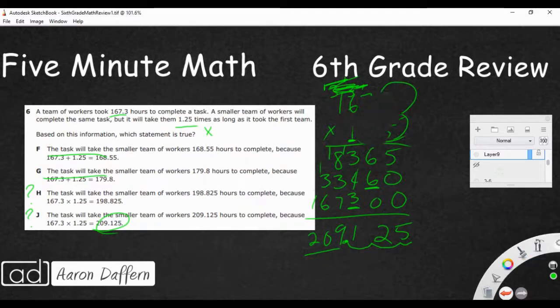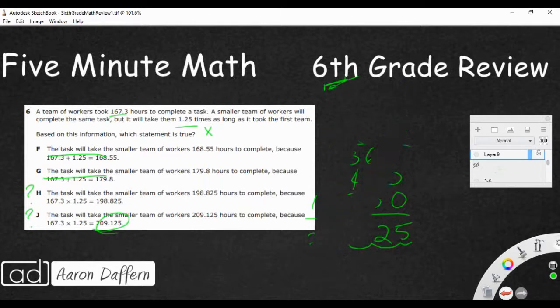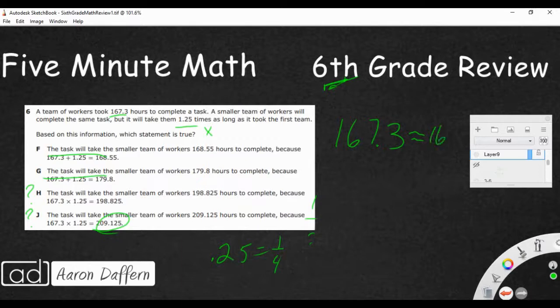But you didn't want to do all of that work. How could you just estimate this? Well, if you take your 167.3, if you multiply it by 1, it's going to be 167.3. But then you multiply it by an extra 0.25. So 0.25 is 1/4, right? It's a quarter. So if I take my 167, that's about, let's call it 160. If I were to take a fourth of that, that's going to be 40. Because I know 4 times 4 is 16, so 4 times 40 is going to be 160.